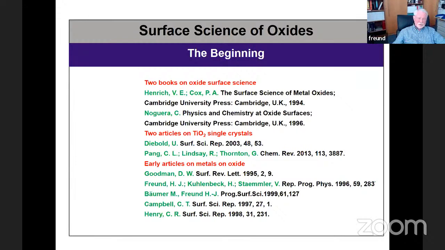And Uli Diebold, who also gave a talk in this series, was one of the main players in looking into the surface science of titanium dioxide. So was Jeff Thornton in England, and I have mentioned those too. And then people started to actually put metals onto these oxide supports. There are some people mentioned who were in this area early on, who then reviewed what was happening before. So if you want to get into this literature, that is a way to get in there.